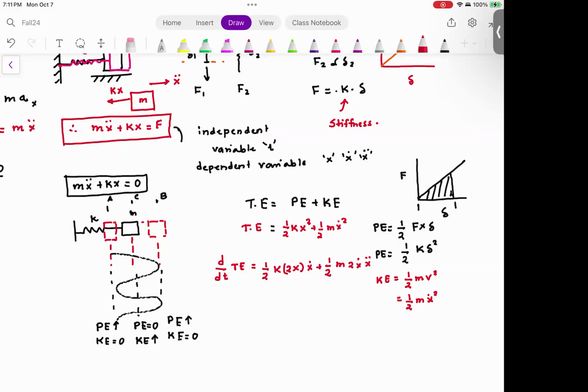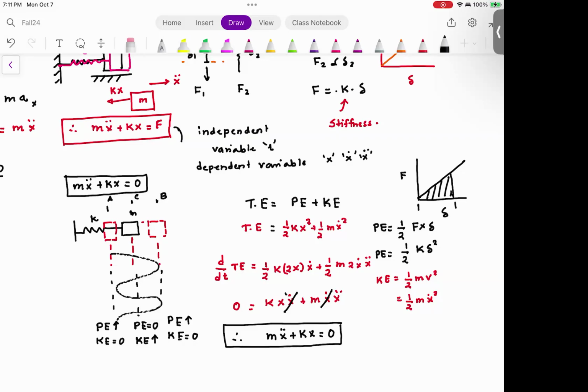Now, the rate of change of total energy is 0. Which means k x x dot plus m x dot x double dot is equal to 0. Now I cancel x dot, and I get the same differential equation as we derived earlier. Everyone understood this?